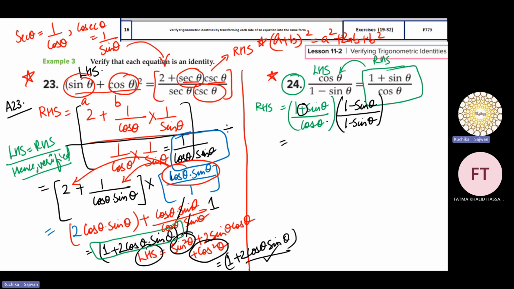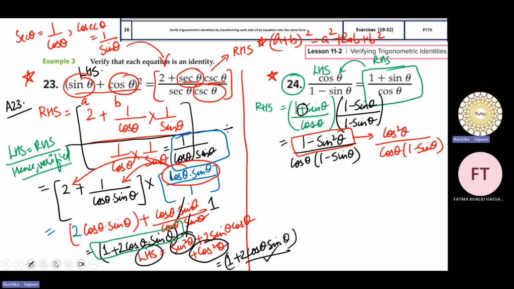So now a plus b, a minus b will be 1 minus sine square theta. The numerator simplifies and the denominator multiplies. Now we can very easily identify that this is nothing but Pythagorean. So 1 minus sine square is cos square theta. So one cos theta from the numerator and denominator will cancel, and one cos theta is still left in the numerator. So what you're left with is cos theta over 1 minus sine theta.